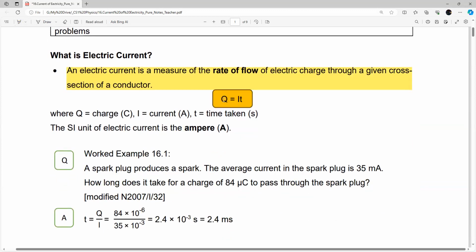Q is the charge with the units C, coulomb. I is the current with the units amperes. T is the time taken, units seconds. The unit for current is ampere, A, given by the capital A.